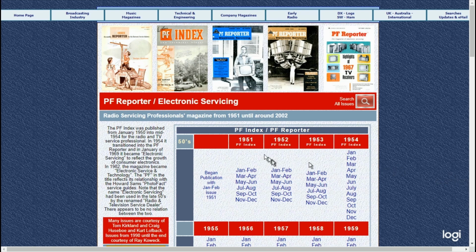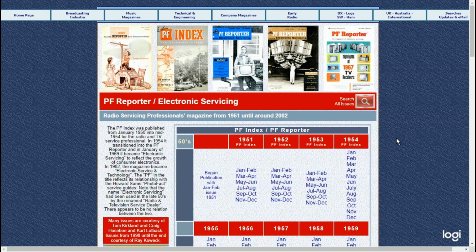And they have a section on the website called PF Reporter, which is Photo Fact Reporter. It was a Sam's magazine that was issued for people in the industry, technicians, possibly some engineers if they were interested in some information, owners of particular businesses that might be involved in the servicing of equipment such as this, and all the electronic test equipment and different methods, and just a slew of information on troubleshooting stuff.